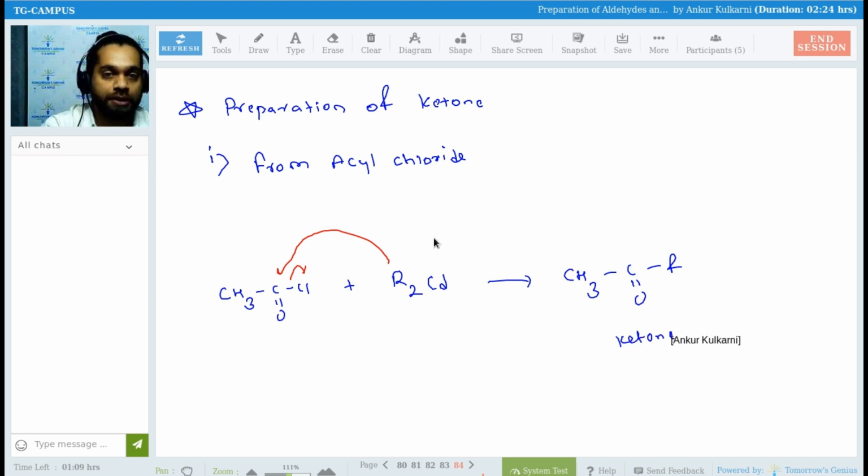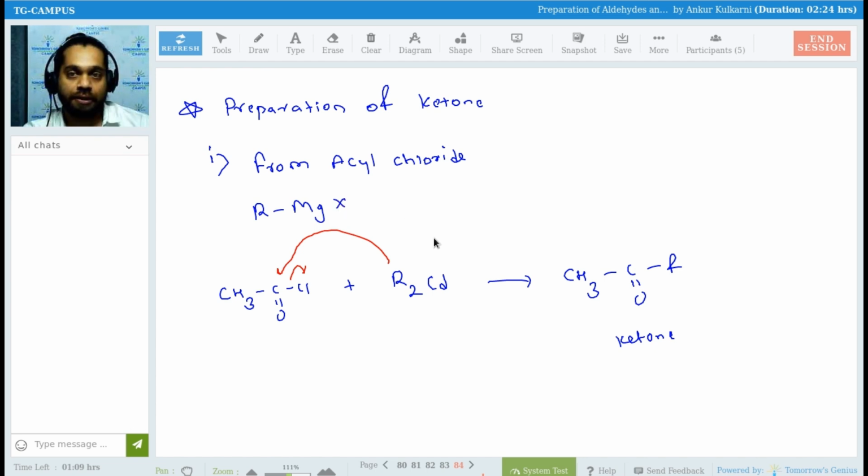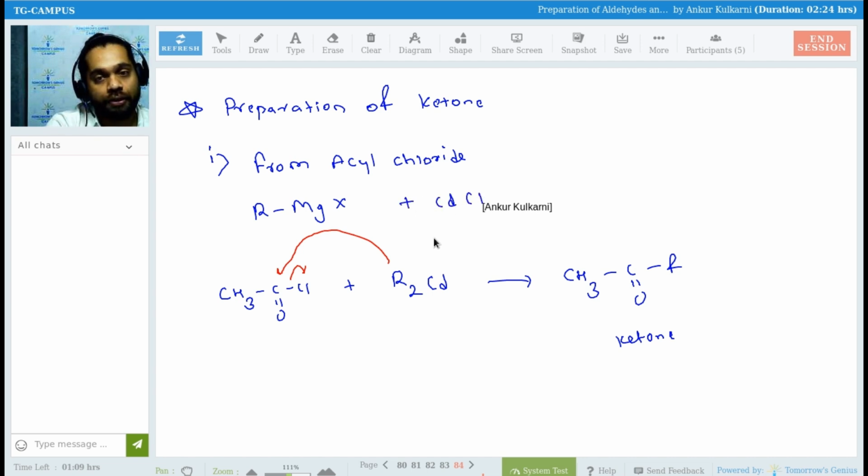Now how do I get an alkyl cadmium? So suppose I started with RMgX. What is RMgX? Grignard reagent. Yes, a Grignard reagent. So I have a Grignard reagent and I'll treat it with cadmium chloride. So again, this is negative, positive. Attack on the cadmium, Cl goes away.